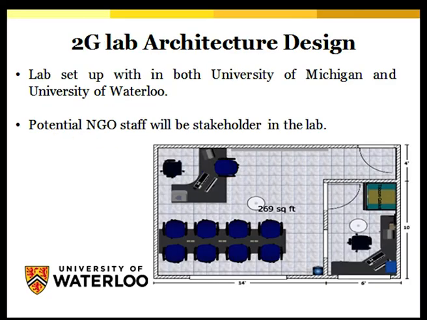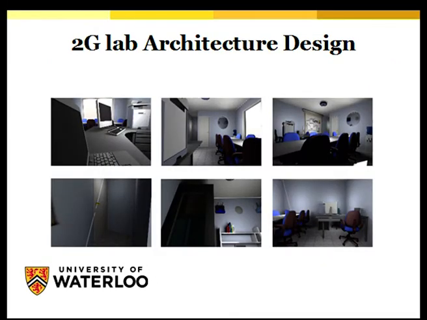The following diagram can be seen as a possible layout of our 2G lab. The potential stakeholders of this lab would be NGO staff. The key takeaway from this diagram would be the separate room or closet that would hold most of the equipment and keep it out of reach from people outside in the actual lab. Here are more pictures of the lab itself.